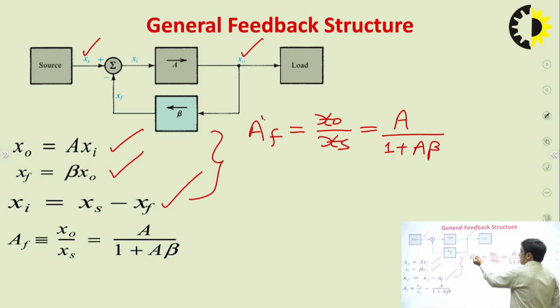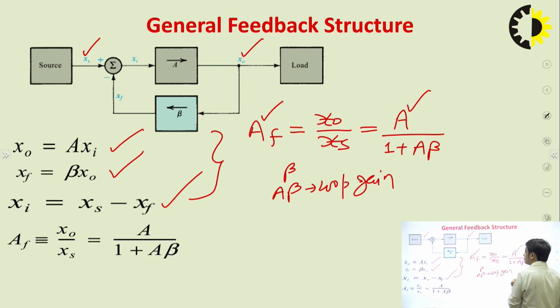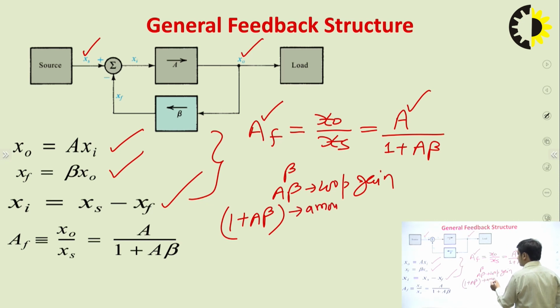Now this AF is gain with feedback, A is gain without feedback. Gain without feedback means open loop gain. And what is beta? Beta is the feedback factor. What is A beta? A beta is called loop gain, and 1 plus A beta is referred to as the amount of negative feedback.